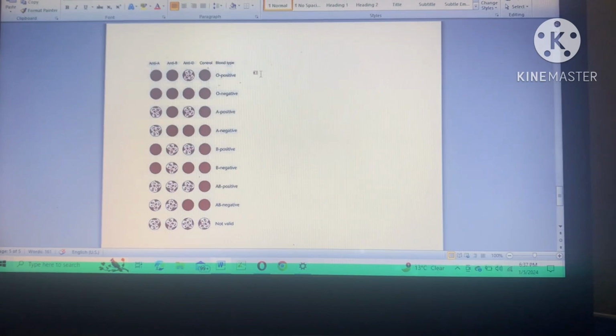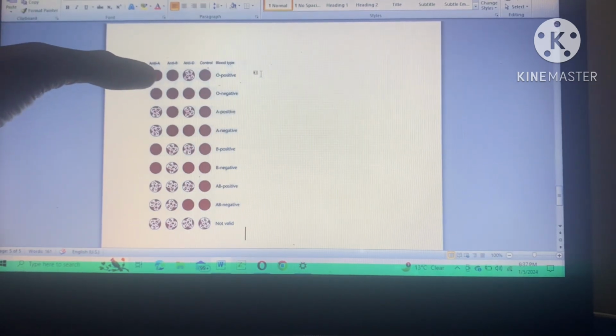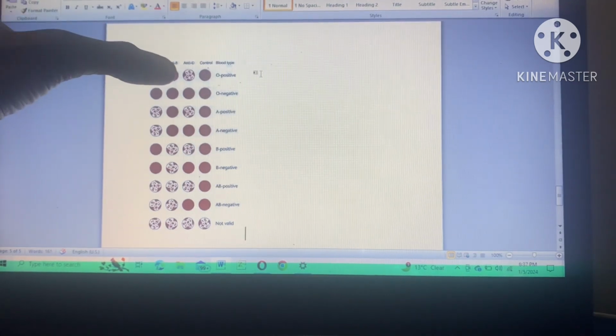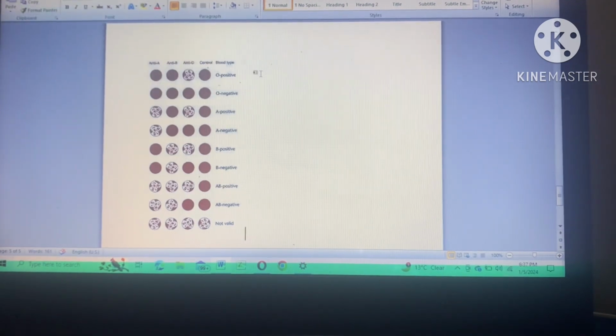This I've already explained. Okay, so how do we read this blood grouping card? As I've already explained, this is containing antibody A, this is containing antibody B, this is containing Rh factors. This is just a control, just to show that the testing is accurate.